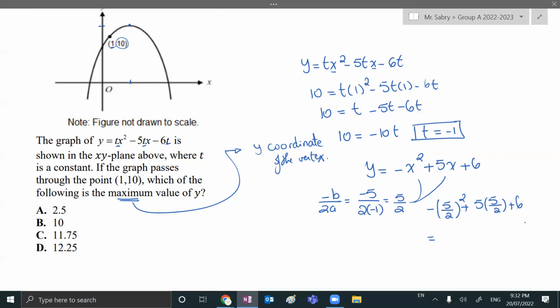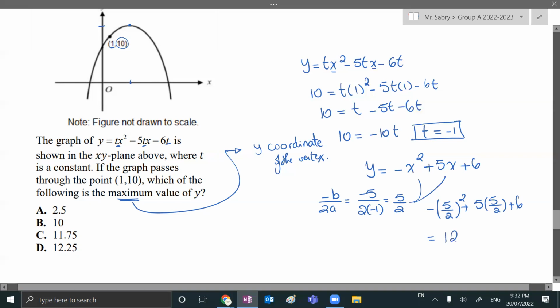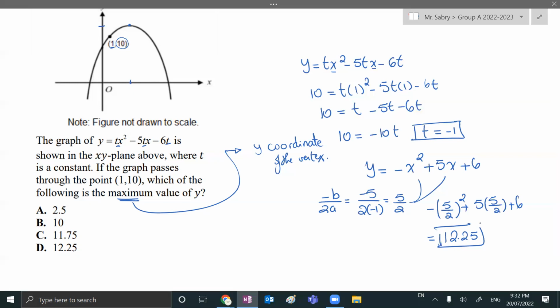I think it was, what is it? It's D, right? It's 12.25. Does this one make sense? Everyone, we're all good?